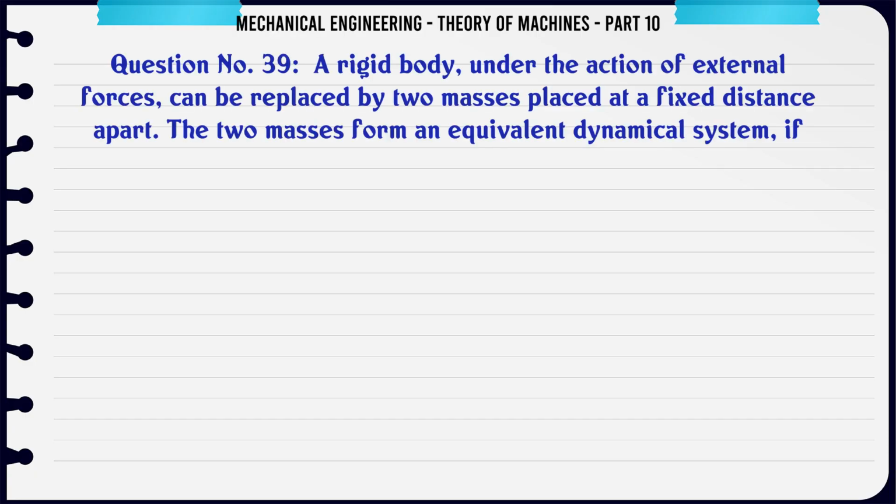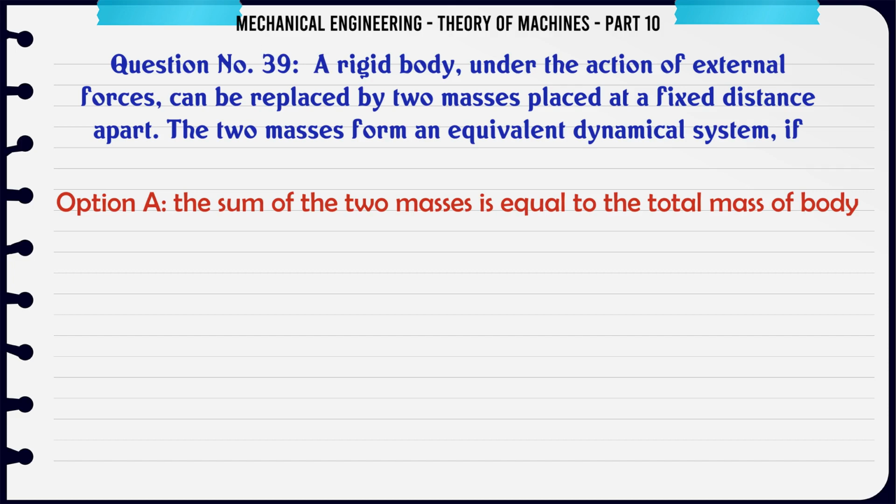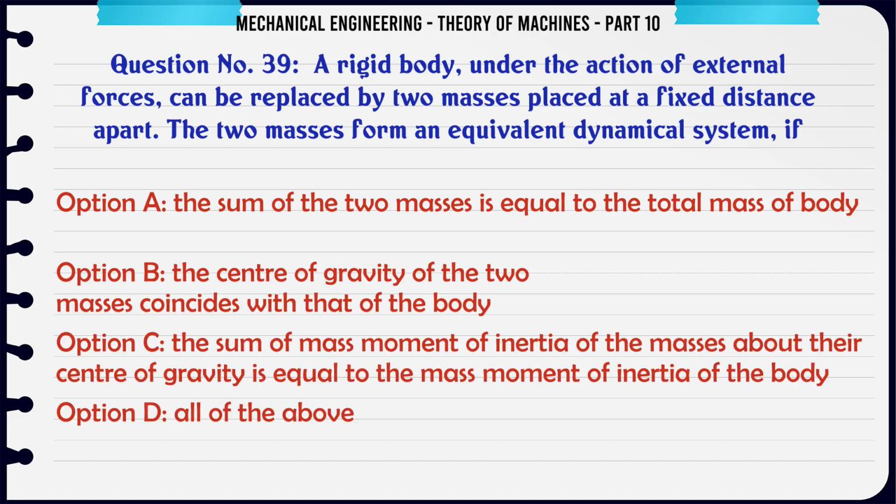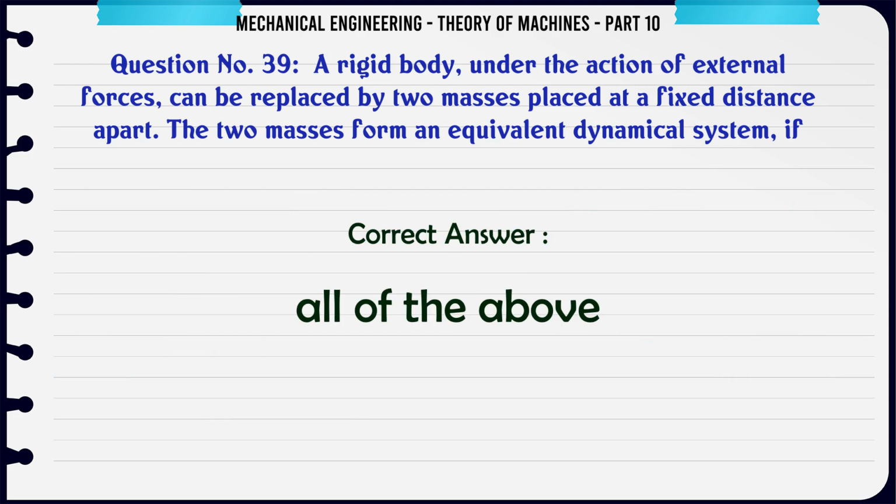A rigid body under the action of external forces can be replaced by two masses placed at a fixed distance apart. The two masses form an equivalent dynamical system if: A. The sum of the two masses is equal to the total mass of body. B. The center of gravity of the two masses coincides with that of the body. C. The sum of mass moment of inertia of the masses about their center of gravity is equal to the mass moment of inertia of the body. D. All of the above. The correct answer is all of the above.